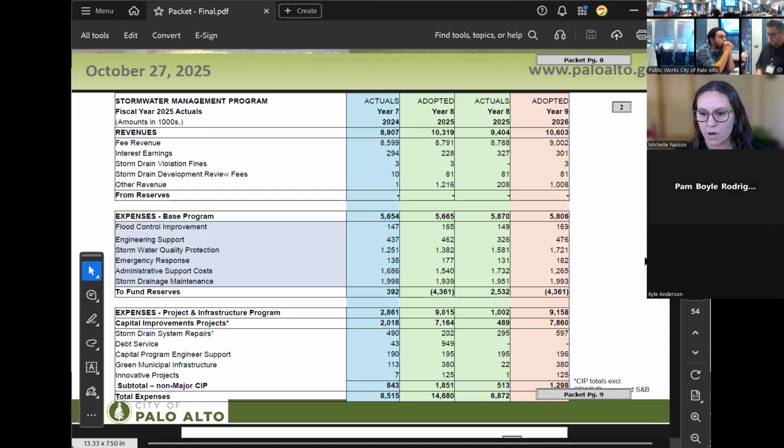Another item of note that you'll see in that third project and infrastructure program section is the debt service. A reminder to everybody, the debt service from our previous ballot measure was actually carried into this ballot measure, and it did fall off for fiscal year 2025. So that will not be showing or something that we will be affected by going forward.